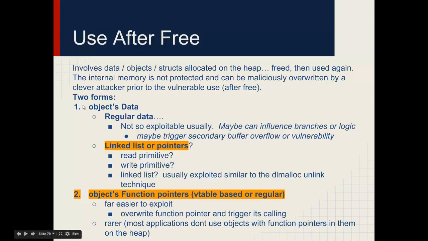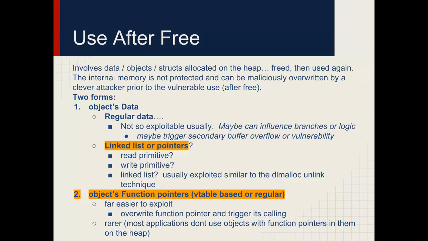So you can break it down into data versus function pointers. Now, if data is used after free, if it's just regular data, not involving any pointers, say it's just a string on the heap or a Boolean variable or integer, it's usually not so exploitable. It can't redirect some write. It's not used as a pointer. It maybe can influence some branches of logic, some conditional statements. Maybe you can, at best, trigger a secondary buffer overflow or some other vulnerability, but this is very uncommon. These are usually not directly targeted in use after free attacks.